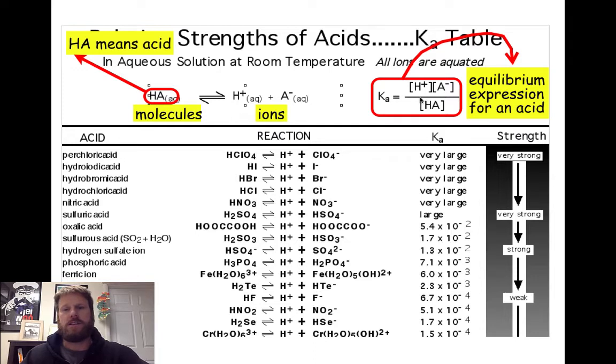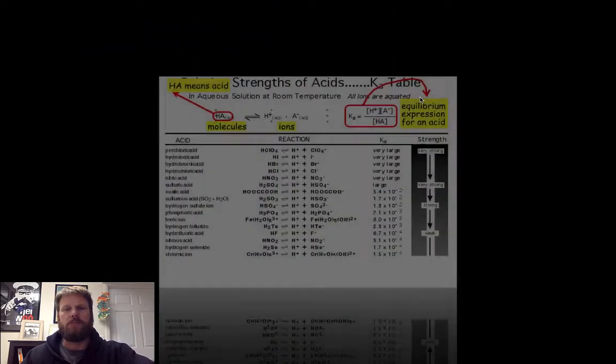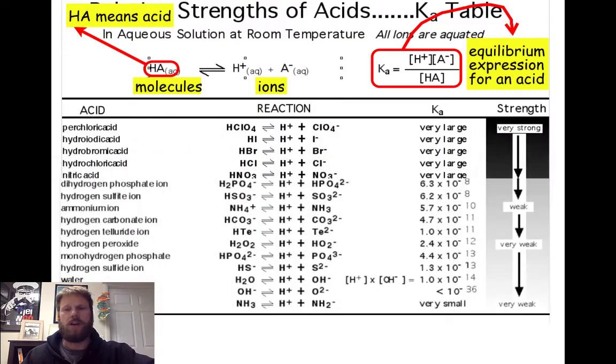So you can see on the table that we go from very large Ka values all the way down, to 10 to the -2, -3, -4, and if you keep going down, you'd get all the way down to -14, -36. So when we get down to those small K values, we end up getting acids that don't dissolve very much. They don't split up into ions.